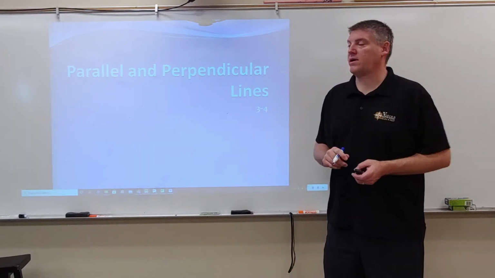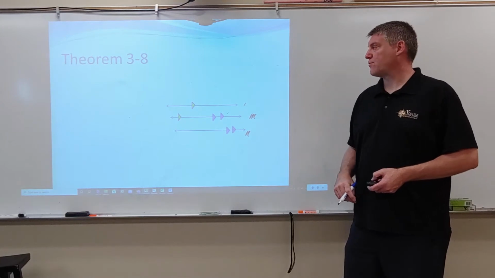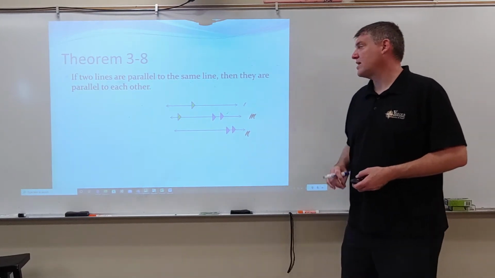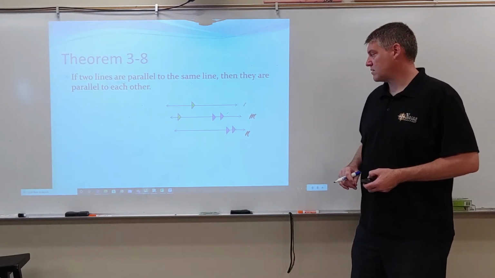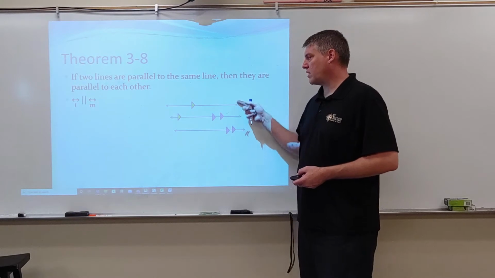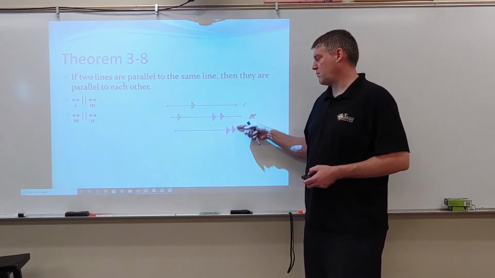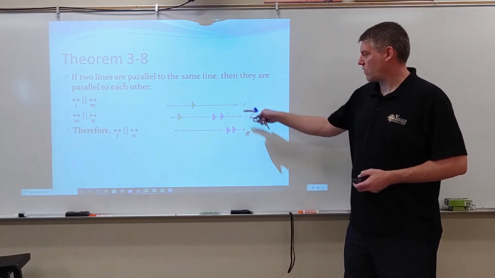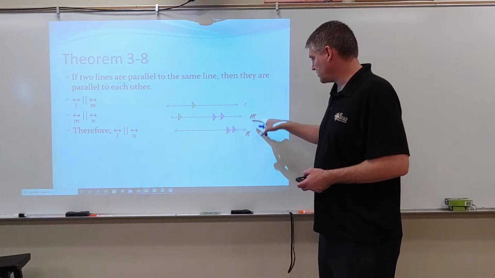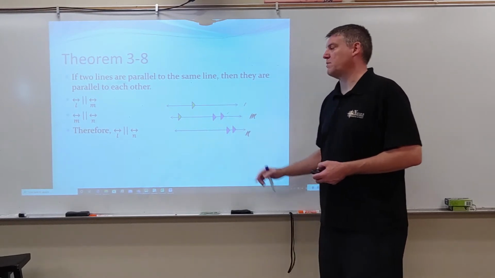We're going to talk about parallel and perpendicular lines. So theorem 3-8: if two lines are parallel to the same line, then they are parallel to each other. Okay? So L and M are parallel. M and L are parallel. Therefore, L and N are parallel, right? So L is parallel to M, N is parallel to M, so therefore they both have to be parallel to each other.